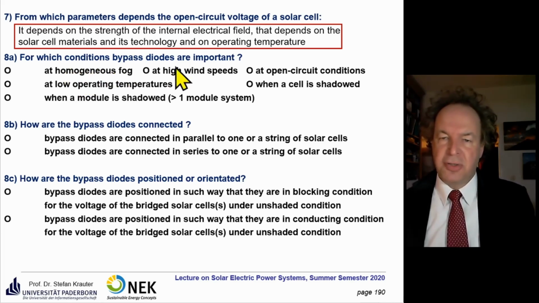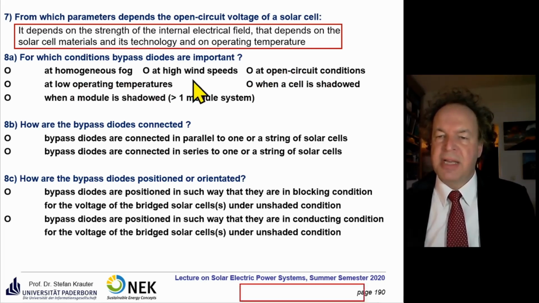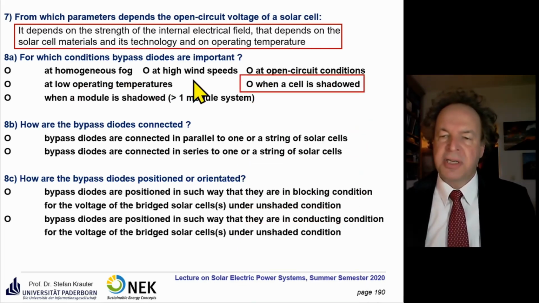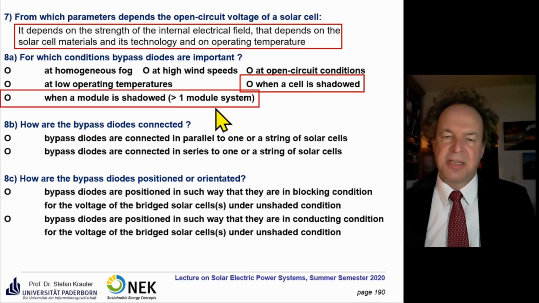High wind speed also, they may influence the temperature, but nothing to do with inhomogeneous irradiance. Also open circuit conditions, nothing to do with that. Also low operating conditions, the same. But when a cell is shadowed, that's important. Also, when a module is shadowed, if you have more modules, usually interconnected in series. So this is also correct.